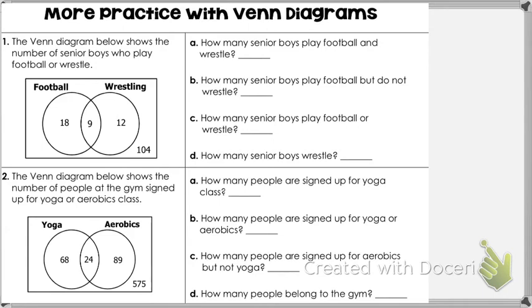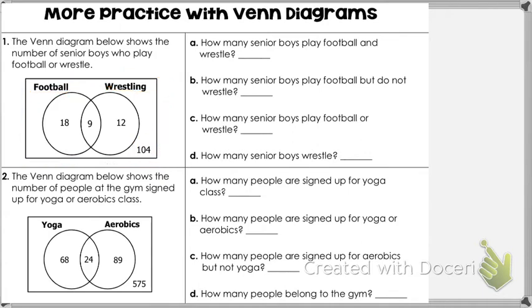So this Venn diagram here on number 1 shows the number of senior boys who play football or wrestle. And you might notice there's also a number out here. Those are other senior boys that do neither. So they still fit in this broad category of senior boys, this big rectangle there, but they don't play football or wrestle, okay? So they're in their own category over here, just so we know what that is.